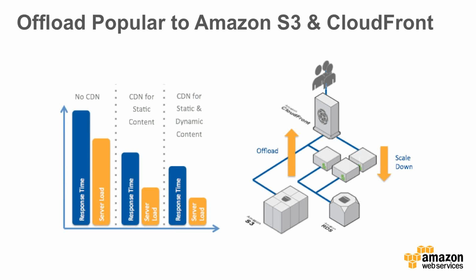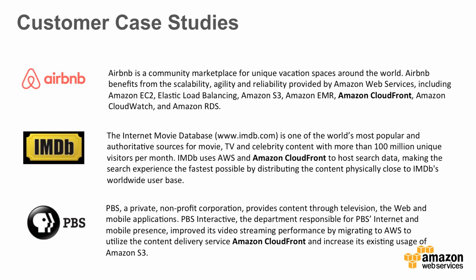So here are some really great customer case studies from Airbnb, IMDb, and PBS. Airbnb is, as everybody would know, an online community marketplace for unique vacations. This is accommodation booking that is run entirely on AWS. They use many of our services, including Amazon CloudFront, to offload their architecture. And the same goes for Internet Movie Database and PBS, and they both use CloudFront to deliver static and dynamic content to their end users.